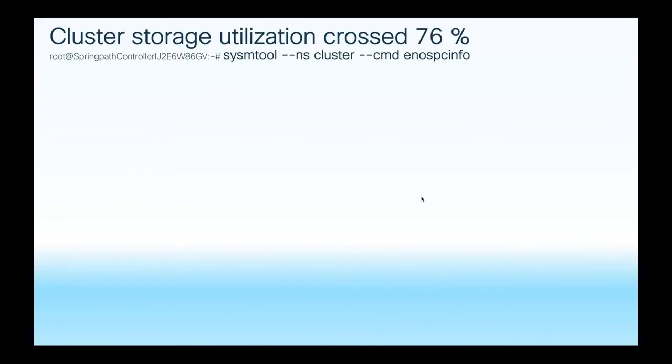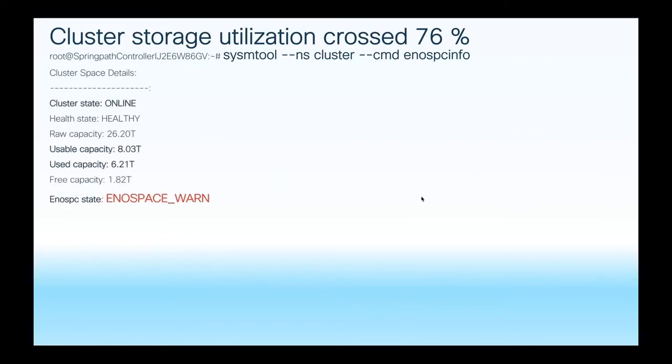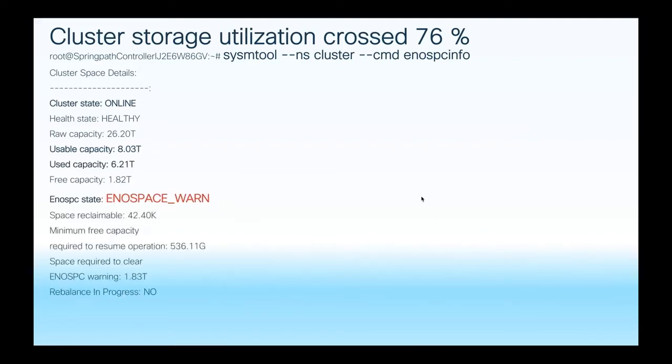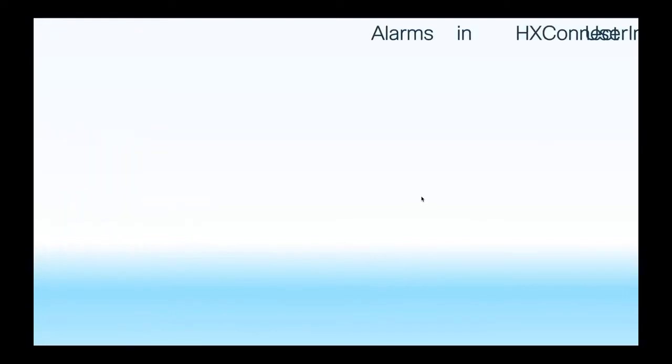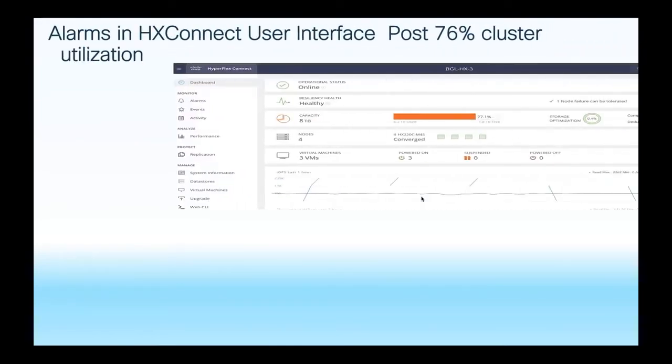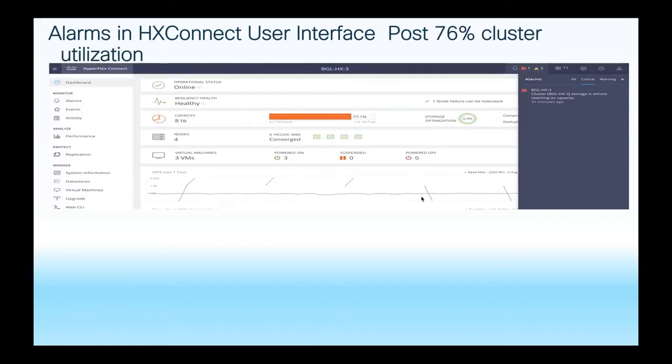What happens when the cluster storage utilization crosses 76%? Check the systemtool and you would see the eno space state has changed to warning. It was info earlier, now it is in warning state. It is a warning for the user about the storage space. If we log into the HX Connect UI, you would see an alarm on the screen, which says the cluster storage has almost reached capacity, and you can see the capacity has turned from green to orange.